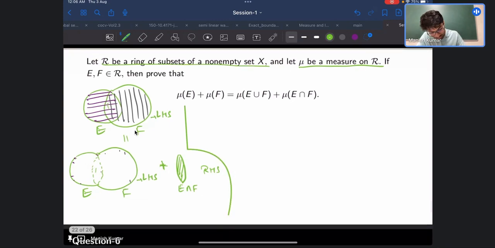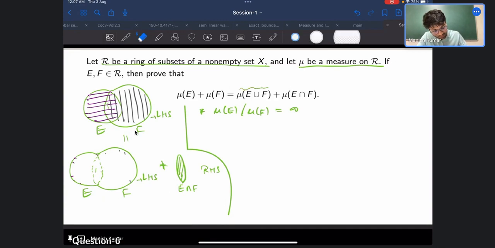Okay, so let us first try to prove. Suppose mu of E is infinite, or mu of F is infinite, any one of them is infinite. Then obviously the left hand side is infinite, and also by sub-additivity this will be infinite, because this is bigger than the individual set. So by the monotone property, this would imply that mu of E union F is infinite. So both sides are infinity, and hence it's done.